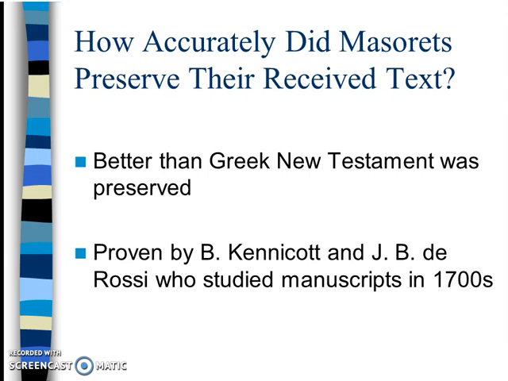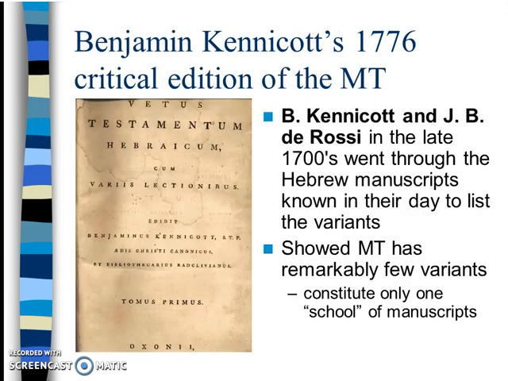Indeed, this was proven by Kennicott and DeRossi, who studied manuscripts in the 1770s, in the early days of the science of textual criticism. What Kennicott and DeRossi did was that they went through the manuscripts that were known in their days and started listing variations. And they were surprised to find how few variants there really were. And they concluded that the Masoretic tradition represented really only one school of manuscripts.